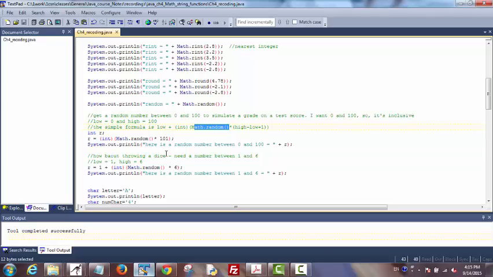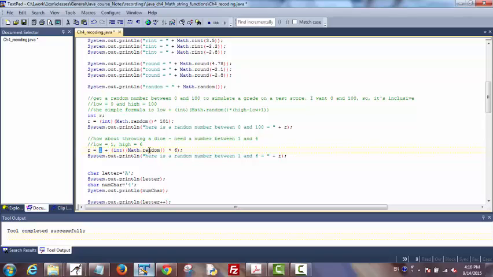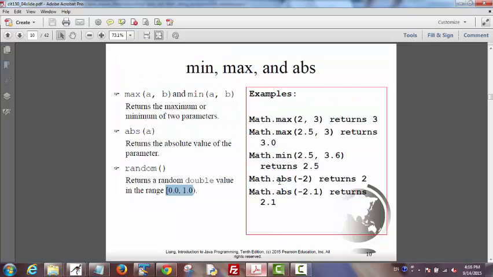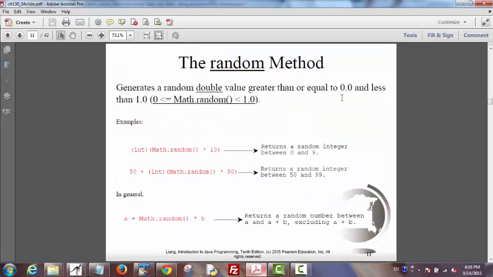Now, what if I wanted to throw a dice? Well, may as well change that. Throwing a dice is going to be between 1 and 6. So the random number would be 1 plus Math.random times 6. Why 6? Because 6 minus 1 plus 1 will give you 6. As you can see, you can generate a number between 20 and 50 the same way, the same simple formula. We will use the random function, and these slides, and of course your book, also give you some detailed information.